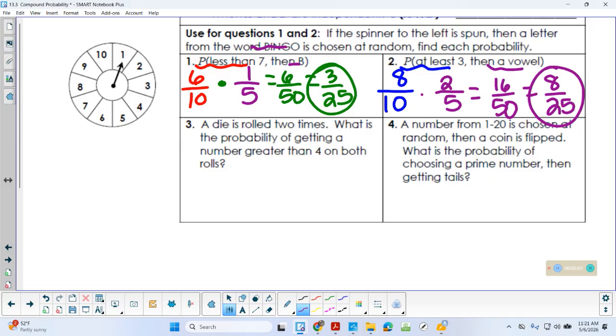I kind of like today because it's really not anything new. It's just you have multiple fractions to calculate per problem. All right, 3, we're not looking at the spinner anymore. The spinner was only for 1 and 2.